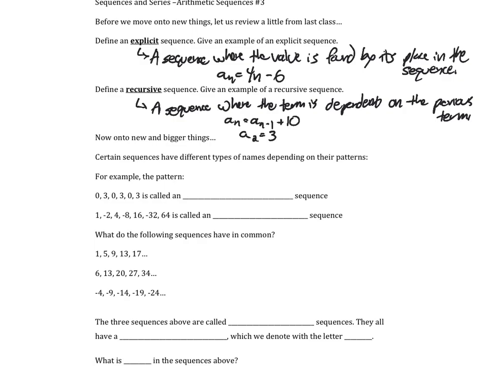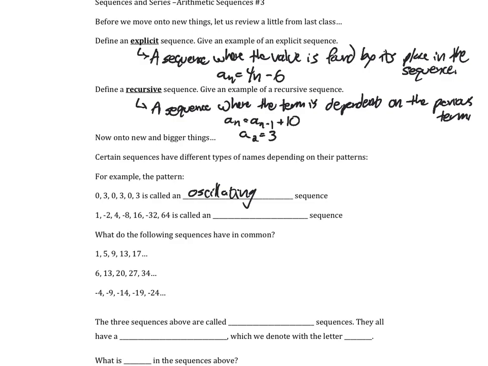All right, so certain sequences I wrote here have different types of names depending on their patterns. One common sequence that you might see in real life, you won't see it that much here, is repeating ones like 0, 3, 0, 3, 0, 3. That's what we call an oscillating sequence. We're not going to do a whole lot with those, but I do want you to know the name of them. Oscillating means back and forth, so it kind of makes sense. It's going back and forth between, in this case, the two numbers 0 and 3.